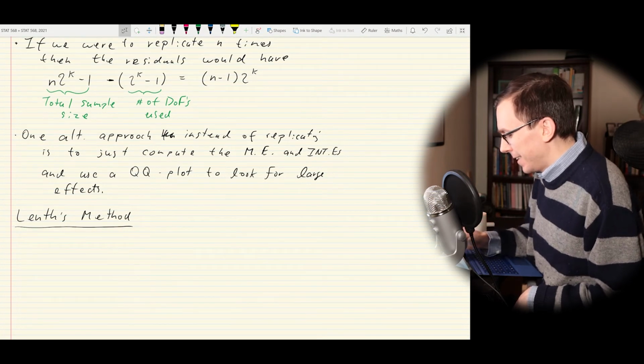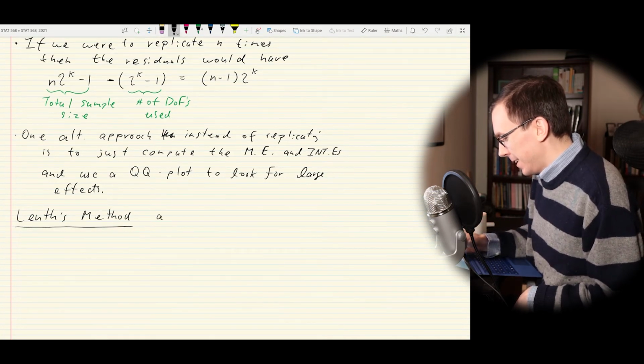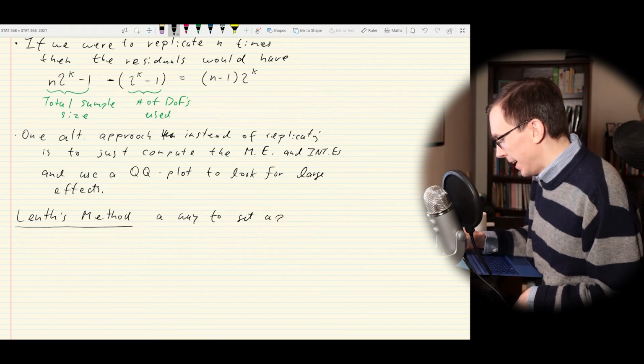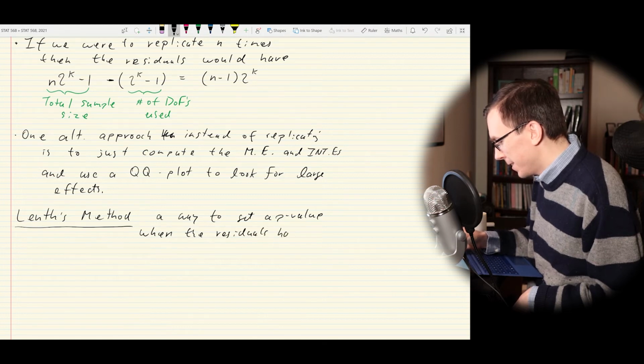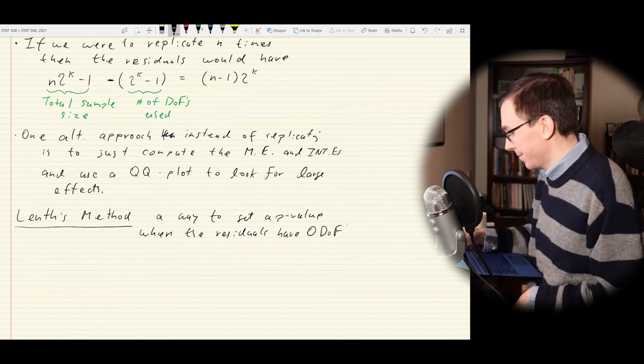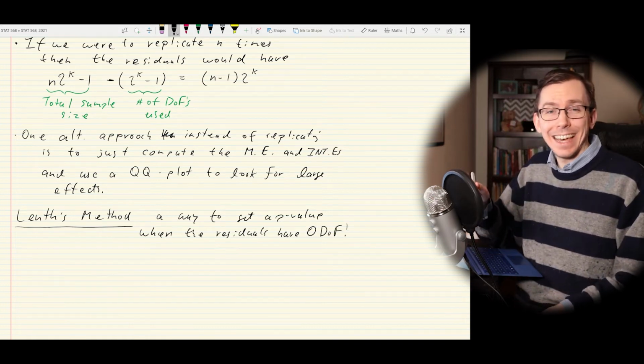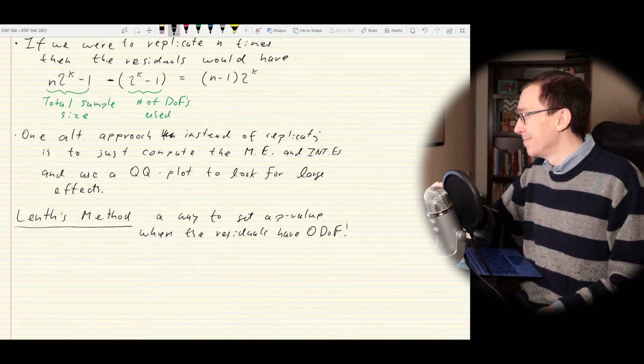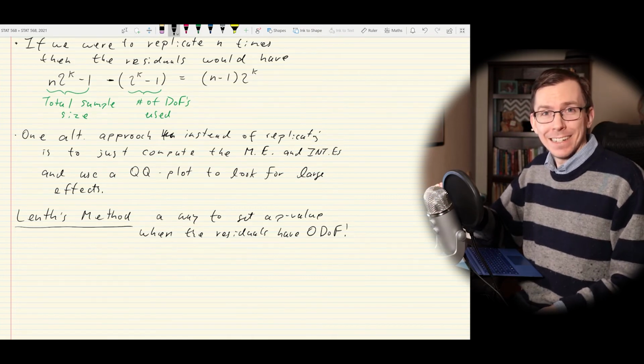So Lenth's method is a way to get a p-value when the residuals have 0 degrees of freedom. So that's kind of neat that that's actually possible. Let's take a look and see how that's done.